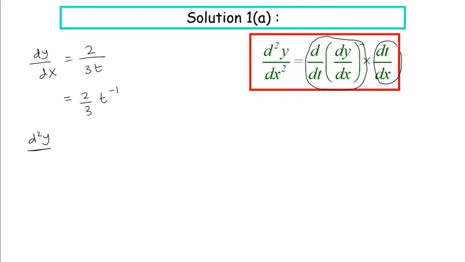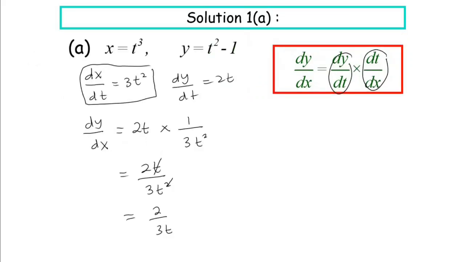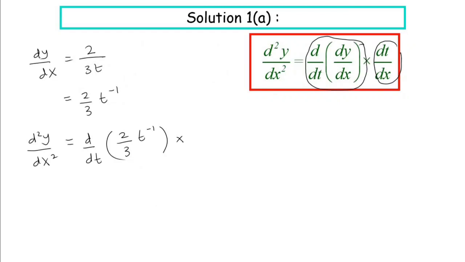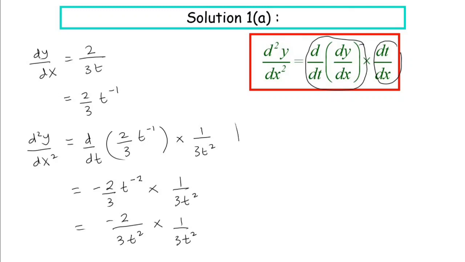Now to find d squared y/dx squared, we have to differentiate our dy/dx with respect to t, which is 2 over 3 times t to the power of negative 1. And then we multiply with our dt/dx, which is 1 over 3t squared. So we differentiate our dy/dx first, and the answer is negative 2 over 3 times t to the power of negative 2. We multiply with 1 over 3t squared, and now we have to simplify. So we have negative 2 over 3t squared multiplied with 1 over 3t squared. The final answer will be negative 2 over 9t to the power of 4. So that is the answer for question A.